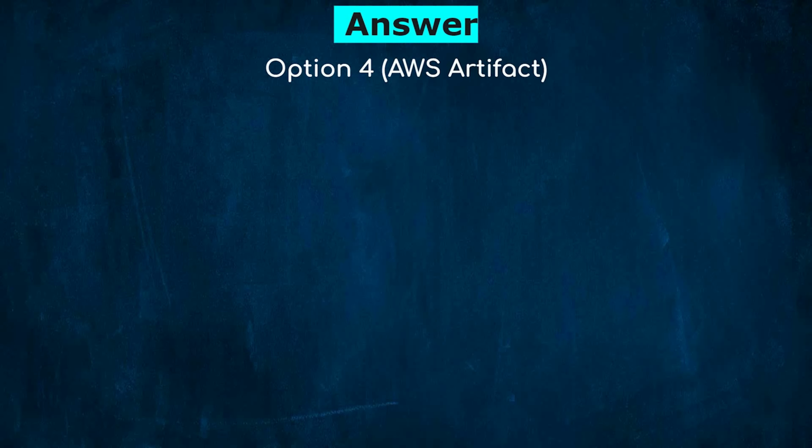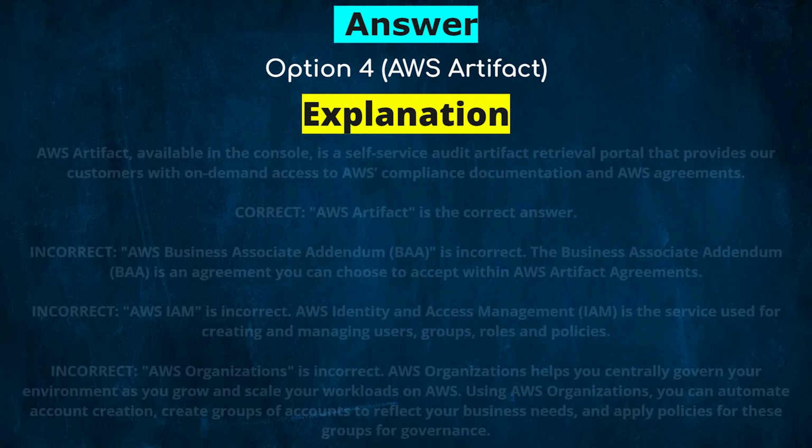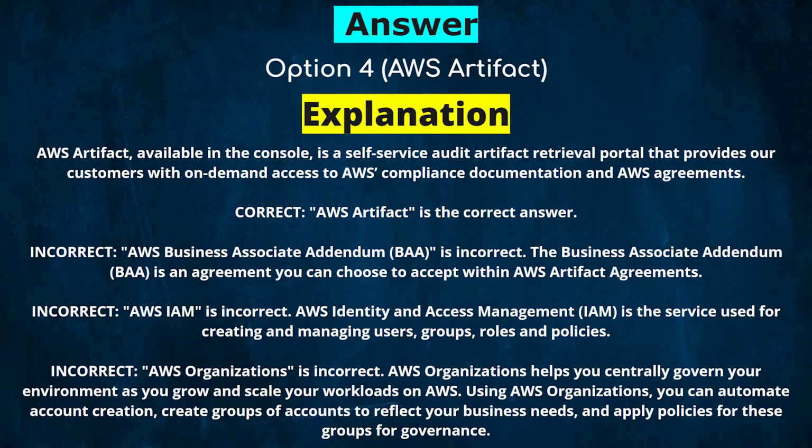AWS Artifact. Explanation. AWS Artifact, available in the console, is a self-service audit artifact retrieval portal that provides our customers with on-demand access to AWS compliance documentation and AWS agreements. AWS Artifact is the correct answer. AWS Business Associate Addendum is incorrect. The Business Associate Addendum is an agreement you can choose to accept within AWS Artifact agreements.